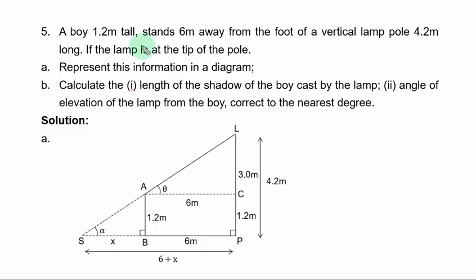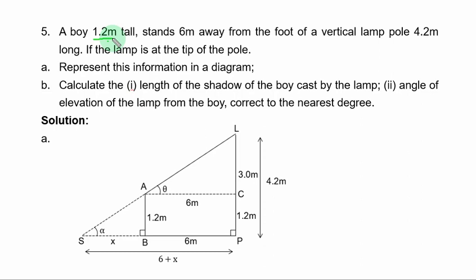Question 5. A boy 1.2 meters tall stands 6 meters away from the foot of a vertical lamp pole 4.2 meters long. If the lamp is at the tip of the pole, (a) represent this information in a diagram.